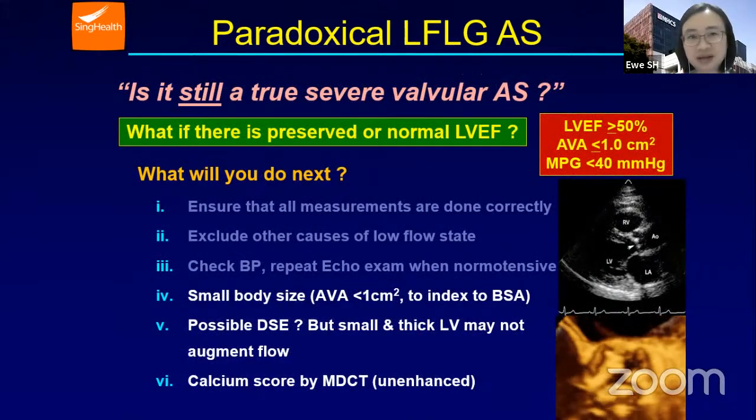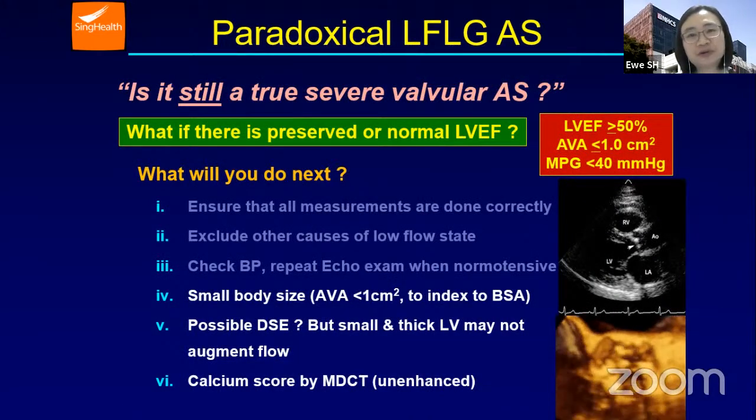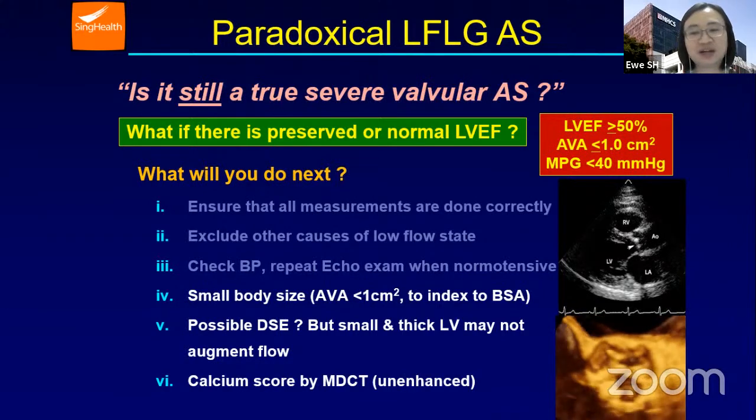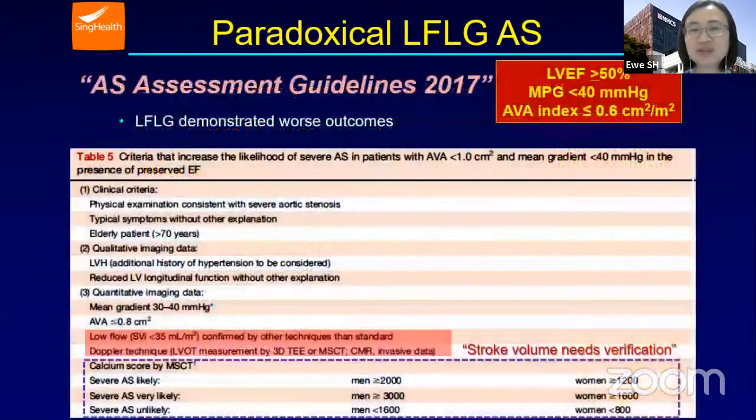So again, paradoxical low-flow, low-gradient aortic stenosis is actually one of the hardest for us in the lab to ascertain whether it's severe. Sometimes even doing dobutamine stress may not help because of such a small LV cavity; augmentation of flow will not happen despite dobutamine. So what we do is we can do a calcium score again, and using the same cutoff, you can identify whether this is severe or less severe aortic stenosis.